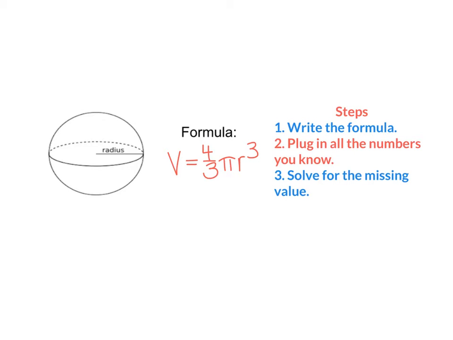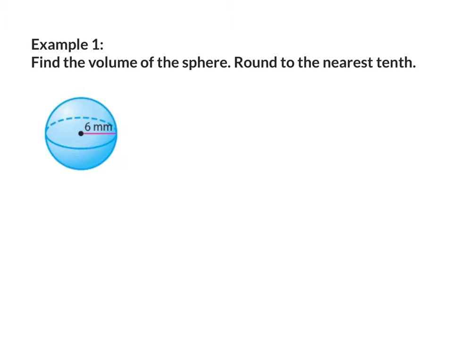To find the volume of the sphere, we need to use a formula, V equals 4 over 3 pi r cubed. The steps: number 1, write the formula. Number 2, plug in all the numbers you know. Number 3, solve for the missing value. Example number 1, find the volume of the sphere. Round to the nearest tenth.